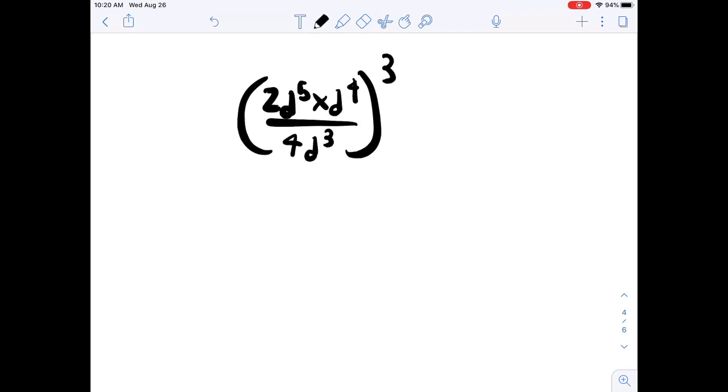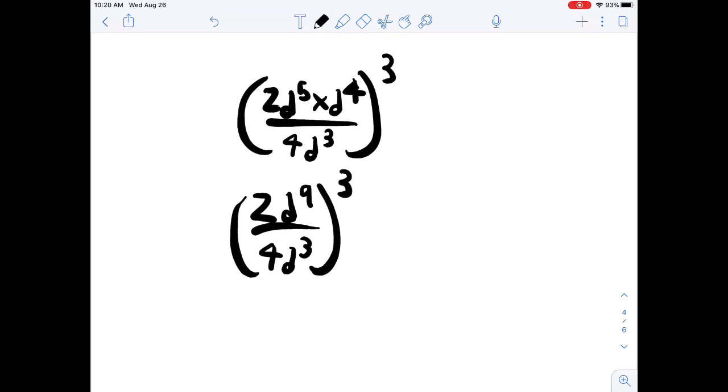So first, we should deal with everything inside the bracket. So we should multiply 2 times d to the power of 5 by d to the power of 4. So that would be 2, because there's an invisible 1 in front of the d to the power of 4, 2 times d to the power of 9 over 4 times d to the power of 3. Raise this to a power of 3.